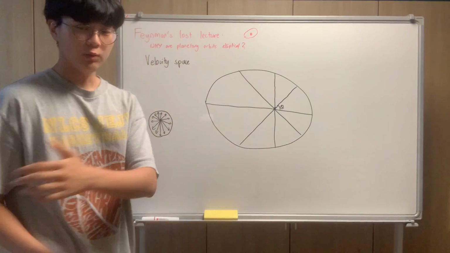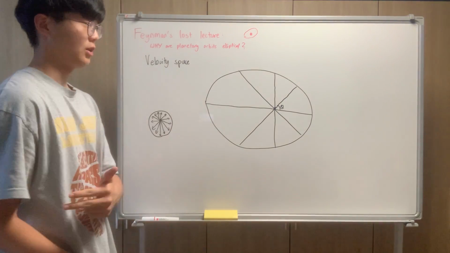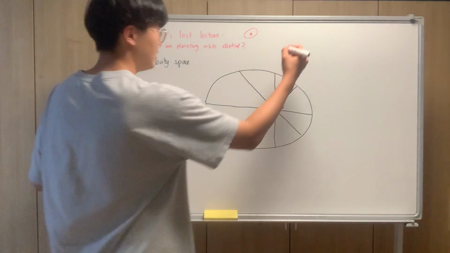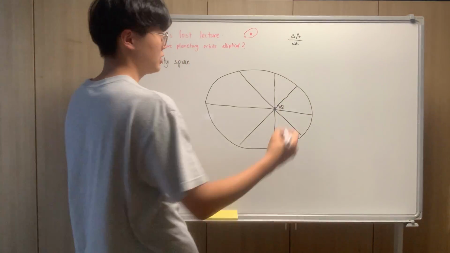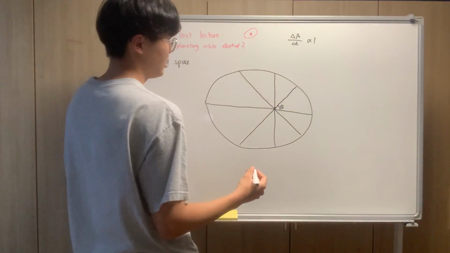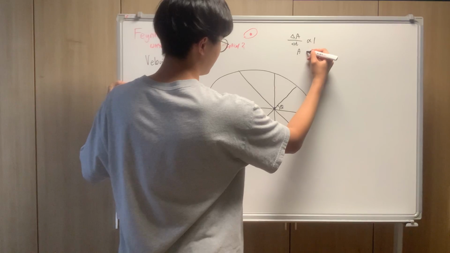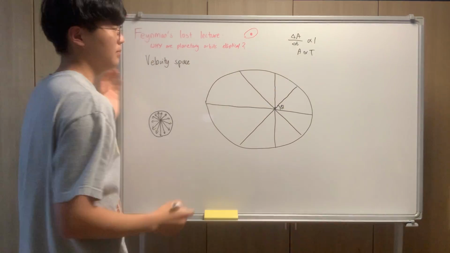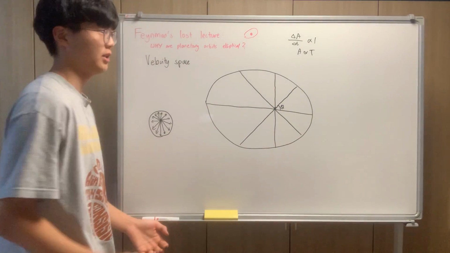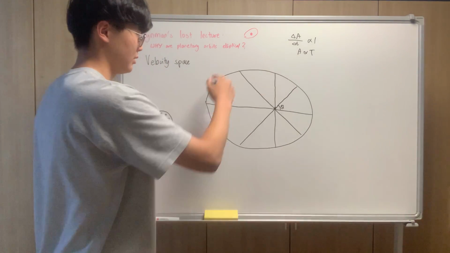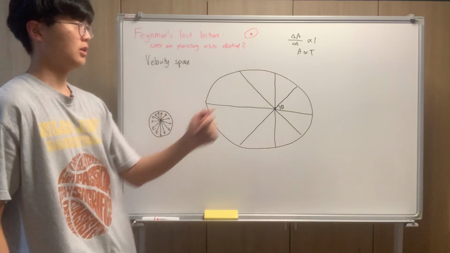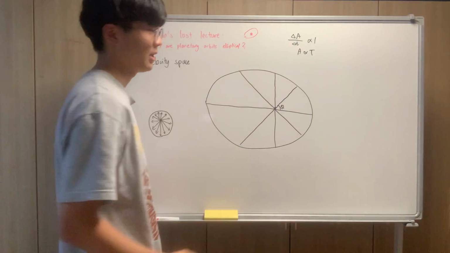Now what did we do in the previous part of the video? Well, we established the fact that change in A over change in T is a constant, so it's proportional to 1, which means that area is proportional to time. Change in time, just get rid of the change, we get area swept. Area swept by the object is proportional to the time taken.